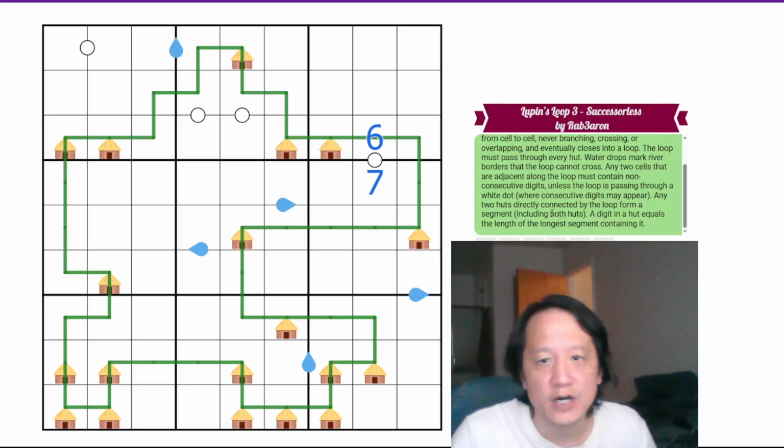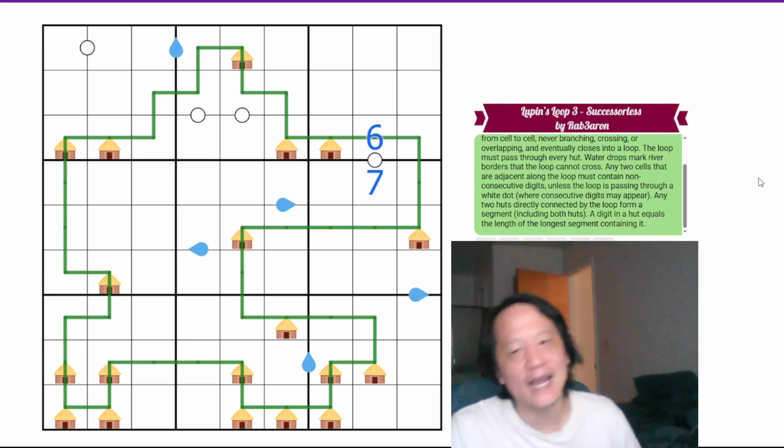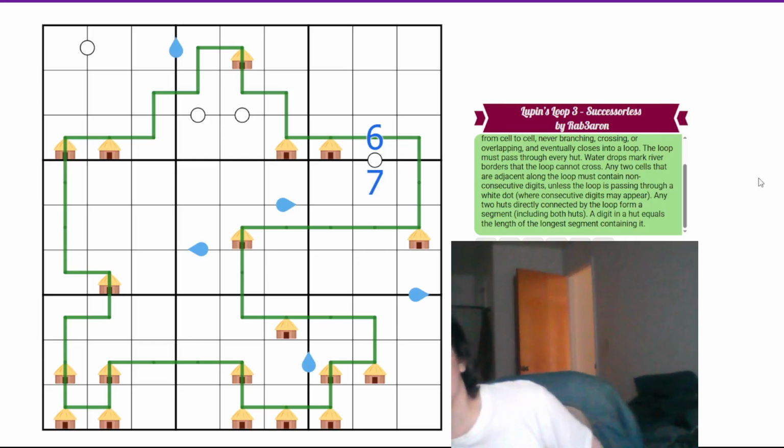And any two huts directly connected by the loop form a segment including both huts. And a digit in a hut equals the length of the longest segment containing it. Oh, that's interesting.